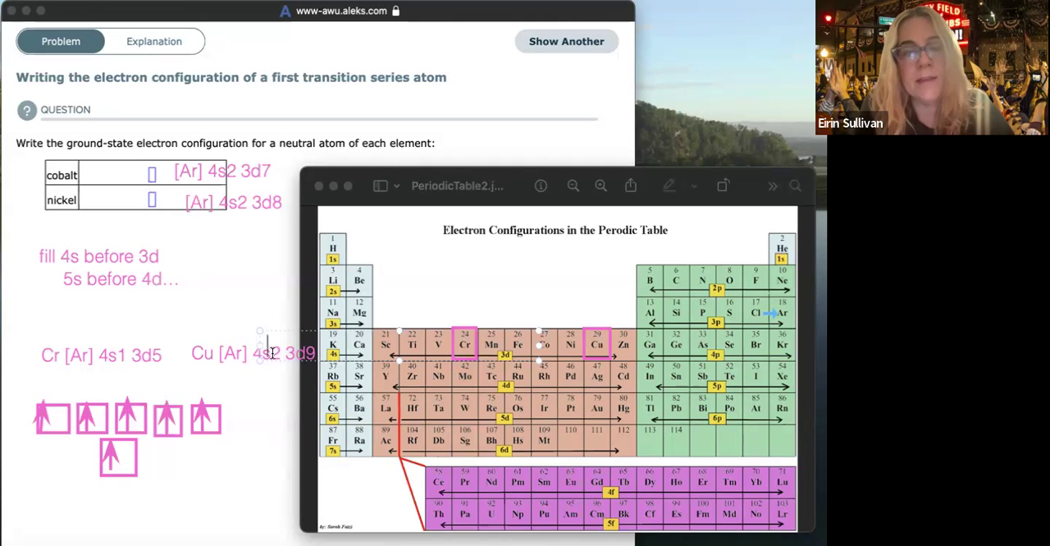That it is better in terms of energy to get rid of one of those s electrons from the 4s and put it up into the 3d so that you minimize the repulsions in the 4s orbital.